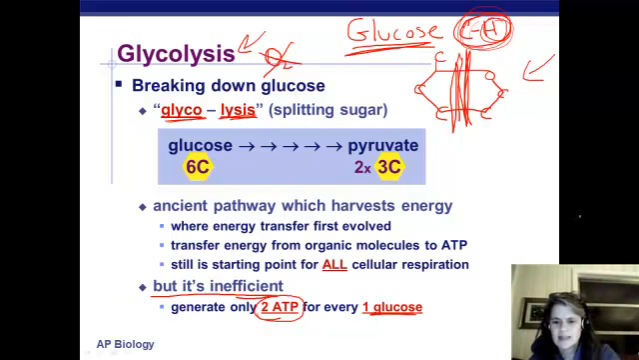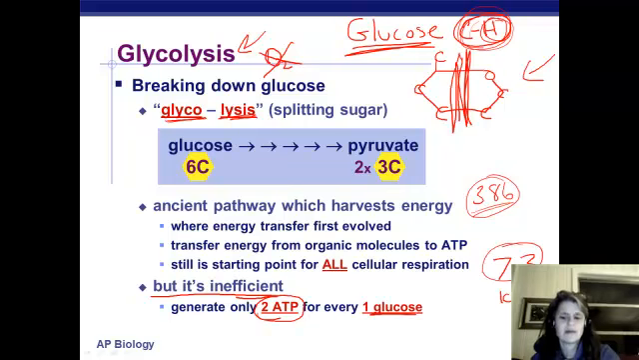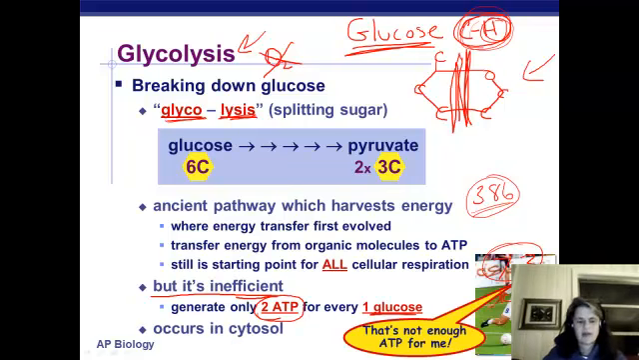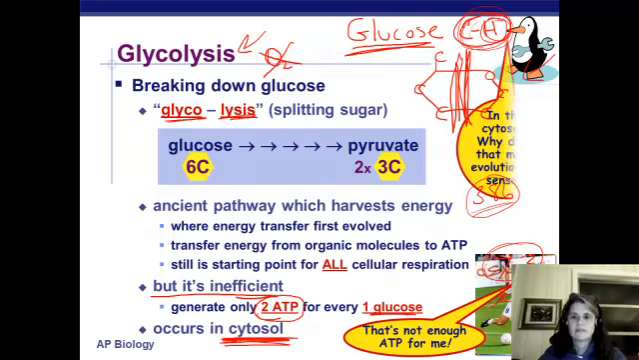If you'll remember, 1 ATP is worth only 7.3 kilocalories per mole, and a glucose molecule, I'm going to have to go back and check my numbers, but I think is worth somewhere around 386 maybe kilocalories per mole, so we're not getting very much out of this process. Okay? And you do need to definitely remember this is occurring in the cytosol, in the cytoplasm. It's not happening in a fancy organelle. Again, it's suggesting a very early appearance, evolutionarily speaking.